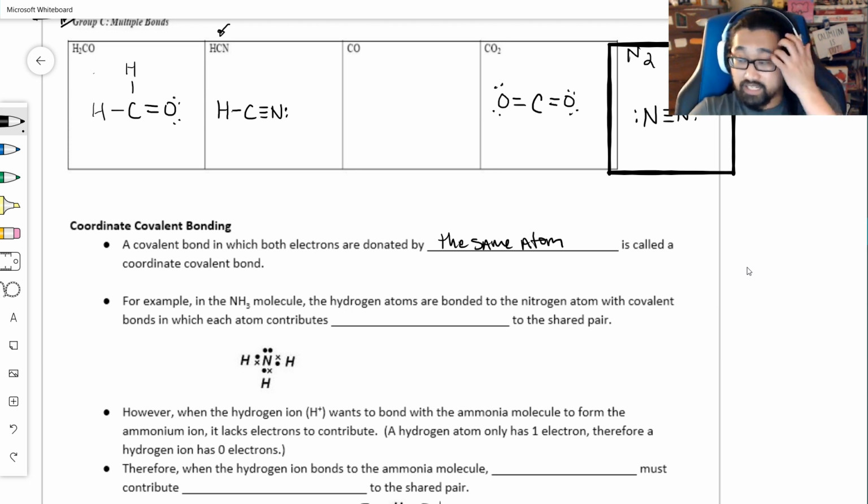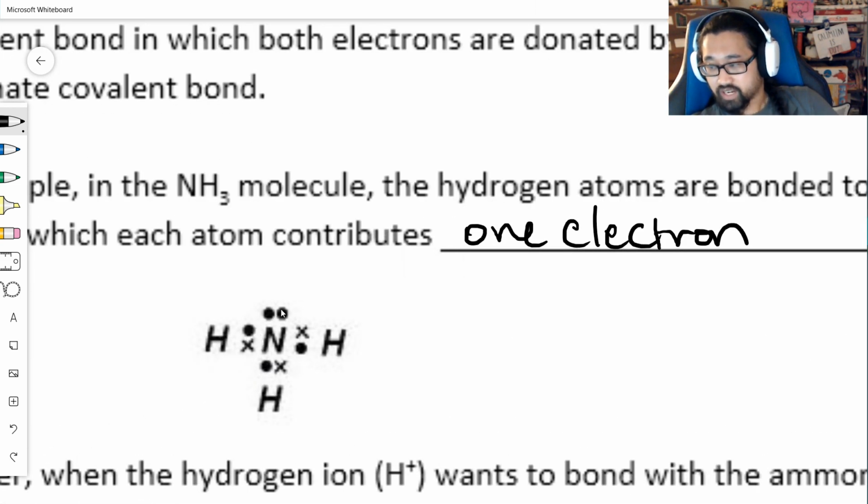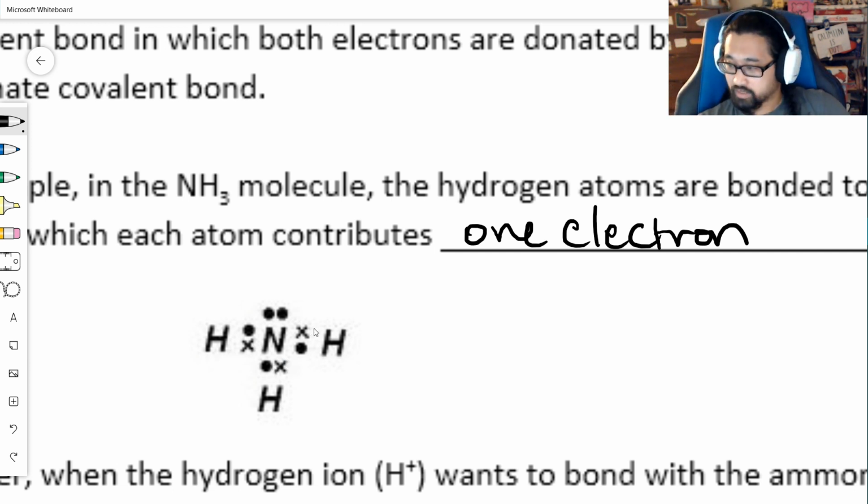If you look at the NH3 molecule, the hydrogen atoms are bonded to nitrogen with covalent bonds in which each atom contributes 1 electron to the shared pair. And if you look at your notes example, the reason that we have dots and X's here, the dots originally belong to nitrogen, the X's originally belong to hydrogen. This is the same as what we just had on the last page, right? Instead of doing the lines, they just left the dots there. But those are the same, right? Nitrogen contributed 1 electron, hydrogen contributed 1 electron. Each of them brought something to the table for the pair, right?